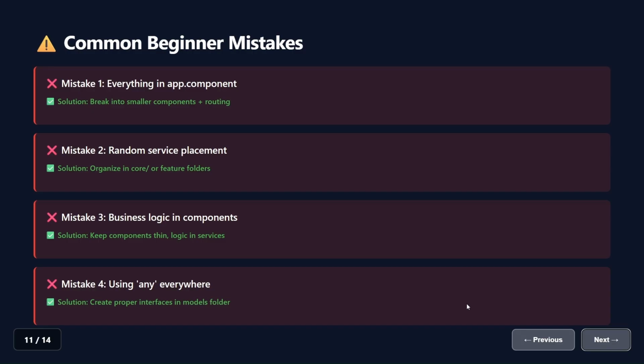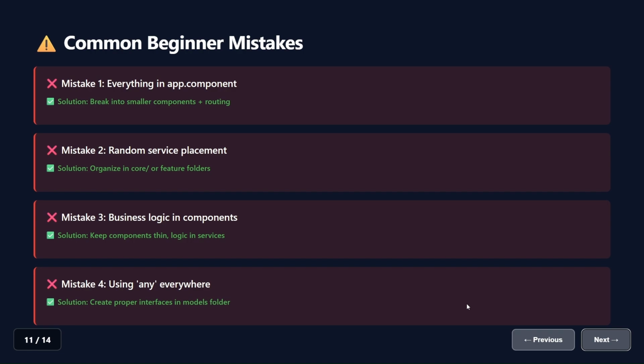Here are some common beginner mistakes which we need to take care of while developing Angular applications. Mistake one is putting everything in app.component.ts. Don't build your entire app in one component. Break it into smaller components using routing. Mistake two is not organizing services. Don't throw all services around randomly. Put them in core or in a feature module and keep them organized.